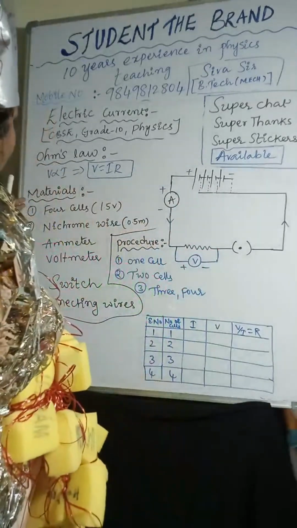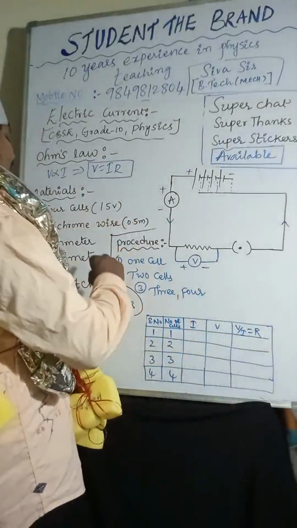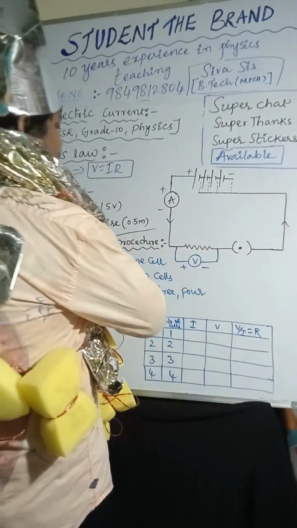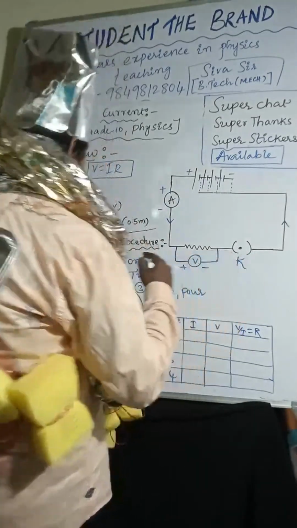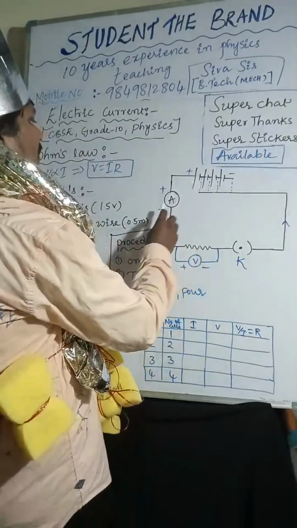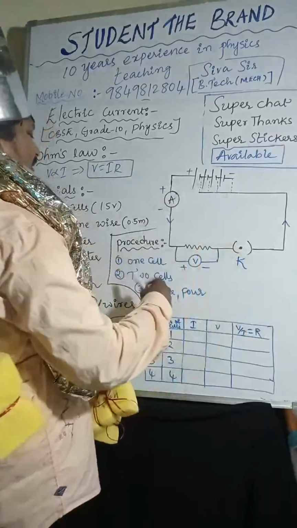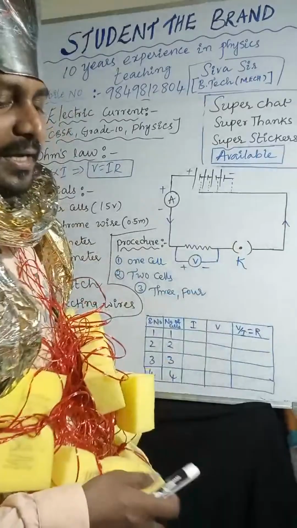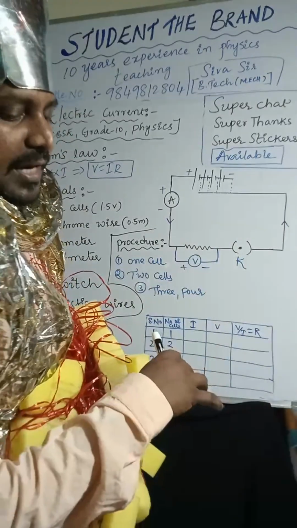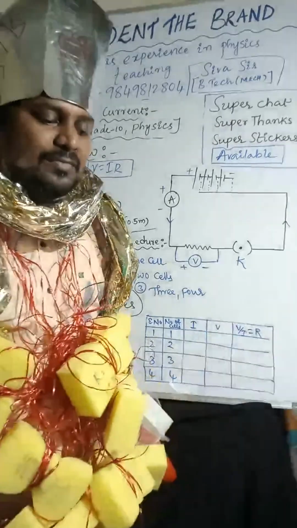So I am taking 4 cells. Nichrome wire is an alloy of nickel, chromium, manganese and iron metals. Ammeter, voltmeter, switch, which we can also call a key, and connecting wire. First connect one cell and note down the reading of ammeter and voltmeter. Next connect two cells and note down the readings. Repeat the process for 3 and 4 and mention in the tabular form given below.